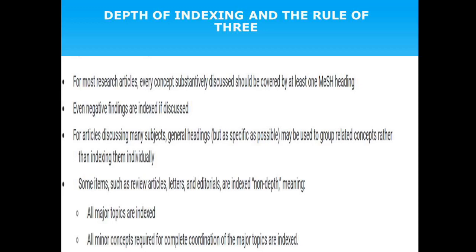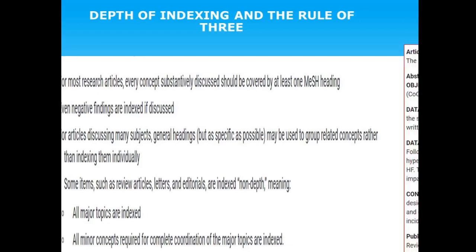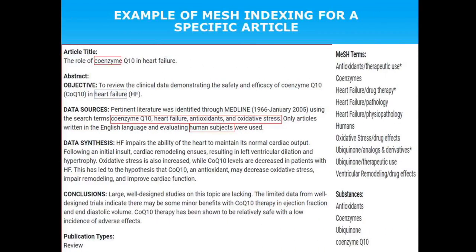Some items such as reviews, articles, and letters are indexed as non-depth. So for the above one, I said it should be in depth. That means you are going through the findings, everything. You are analyzing the document in detail. Some items such as review letters are non-depth. What do you mean by that? All major topics are indexed. All minor topics required for complete coordination of the major topics are indexed. So minor topics are required for complete coordination. What do you mean by coordination? Combining one or more terms to represent the content of the document specifically.